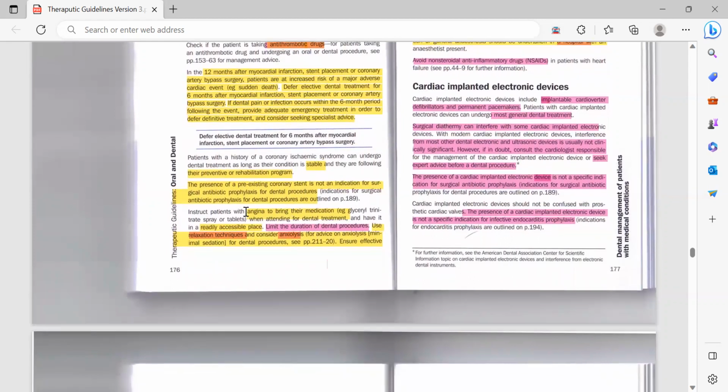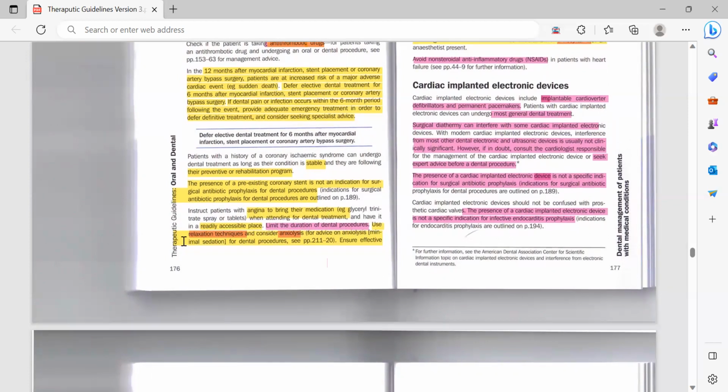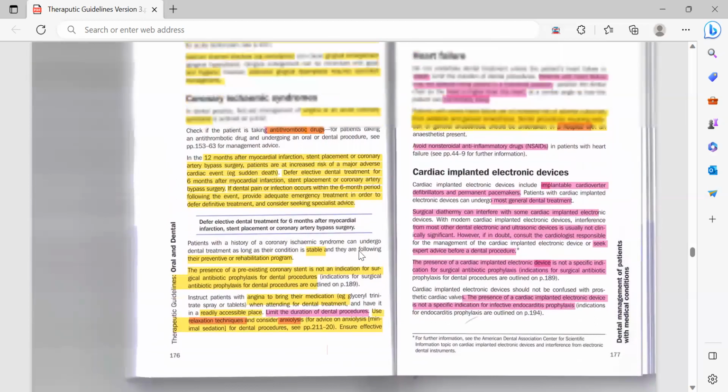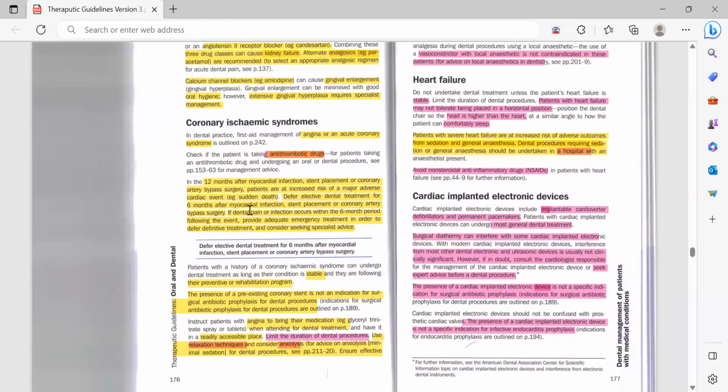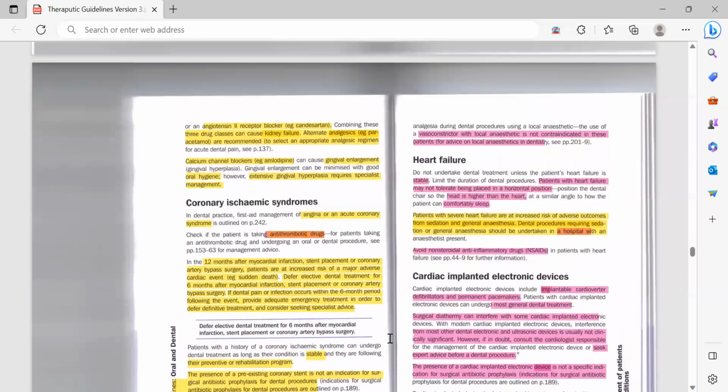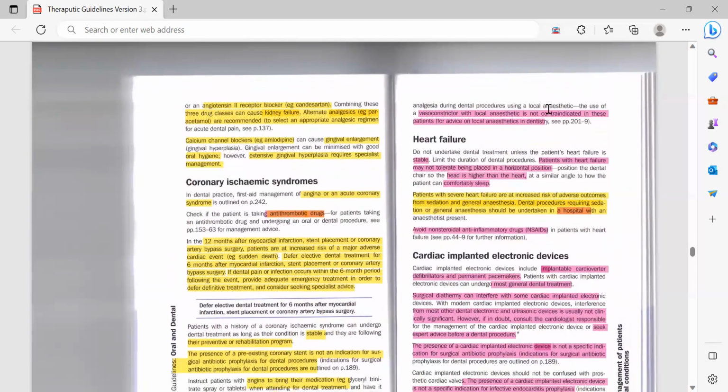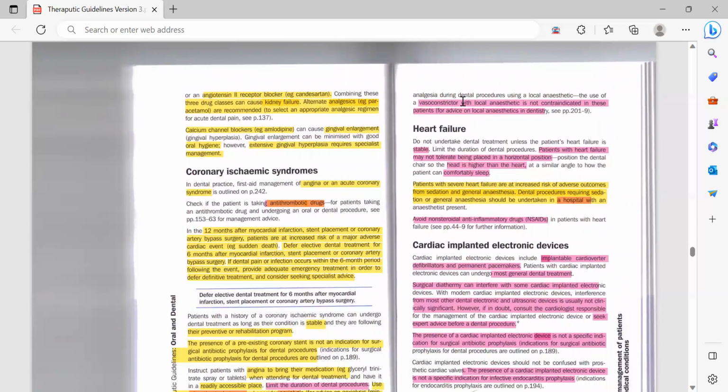Instruct patients with angina. If your patient has a history of angina attacks, then you need to advise him to bring their medication, which would be the glyceryl trinitrate spray or tablet, when attending for dental treatment, and have it in a readily accessible place. Limit the duration of dental procedures. Use relaxation techniques and consider anxiolysis to relieve their stress, because we do not want to put them into stress that can initiate their angina attack or coronary ischemic syndrome events. Ensure effective analgesia during dental procedures using a local anesthetic. The use of a vasoconstrictor with LA is not contraindicated in these patients. So you can safely use the normal LA in these patients.